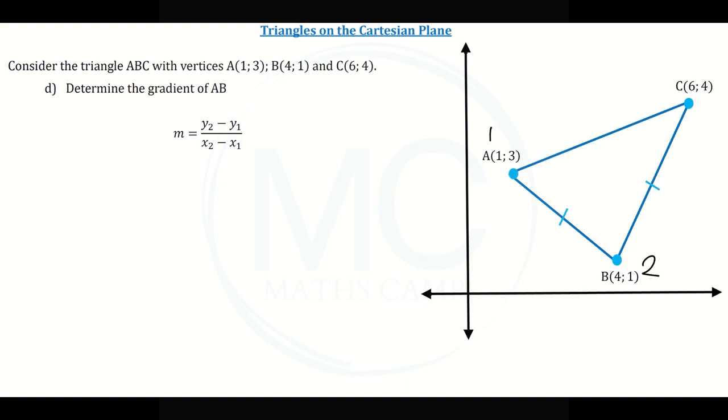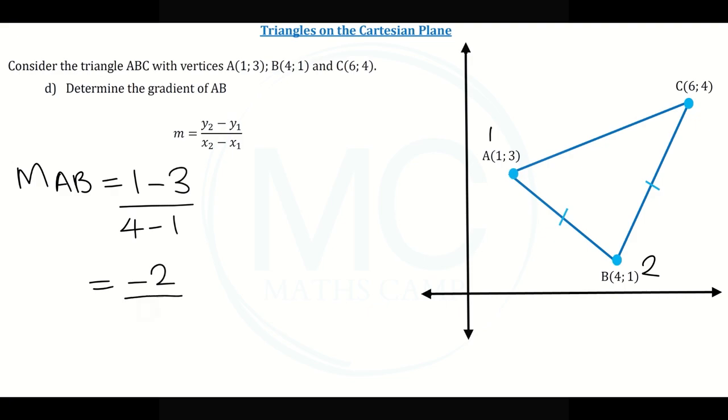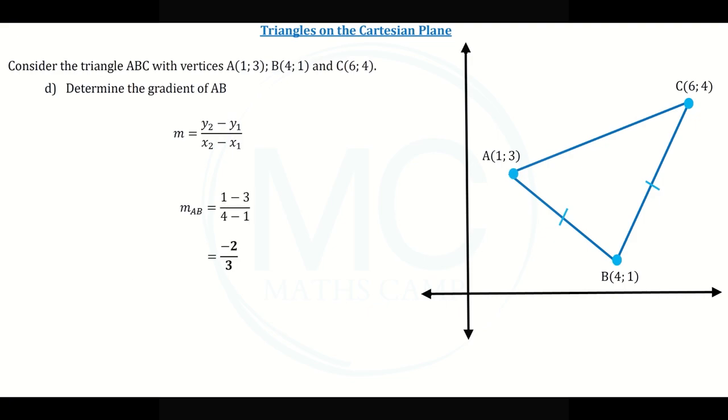Now we can say m, the gradient of AB, is equal to the y-coordinate of B, 1, minus the y-coordinate of A, 3, over the x-coordinate of B, 4, minus the x-coordinate of A, which is 1. 1 minus 3 gives us negative 2 over 4 minus 1, which is 3. This is the gradient of line AB. And finally, we can move on to part E.